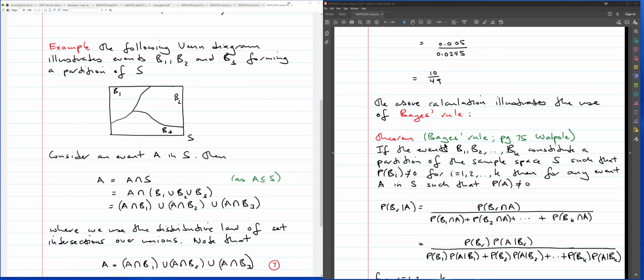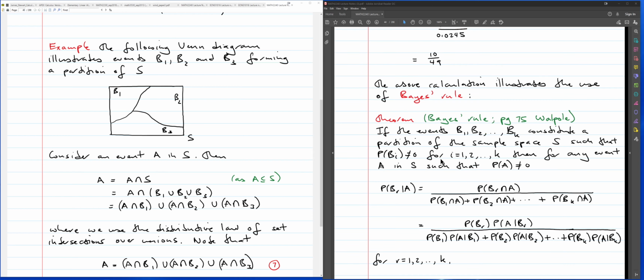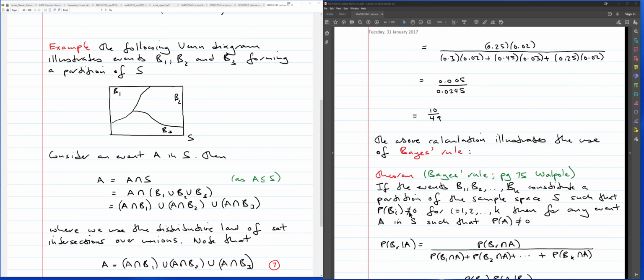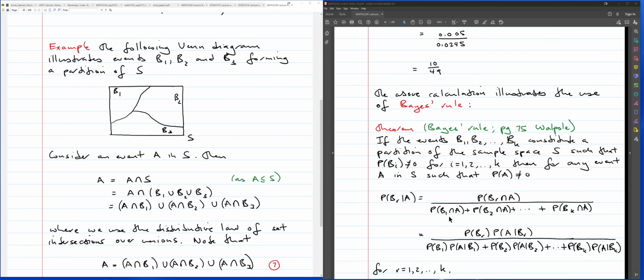The next condition in Bayes' rule is that you require the probability of each of the events B1, B2, B3, and so on, to not be equal to 0. Why you want each of those probabilities to not be equal to 0 is because remember, you're working with these conditional probabilities over here.